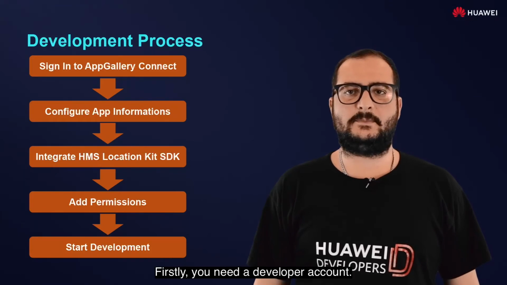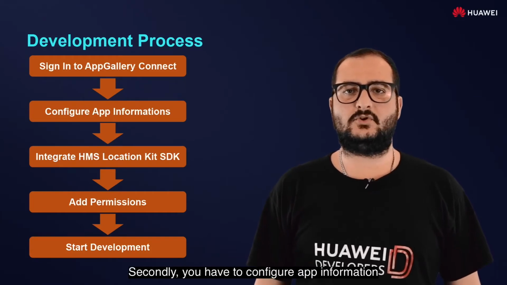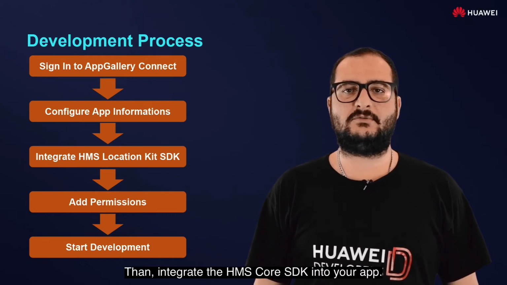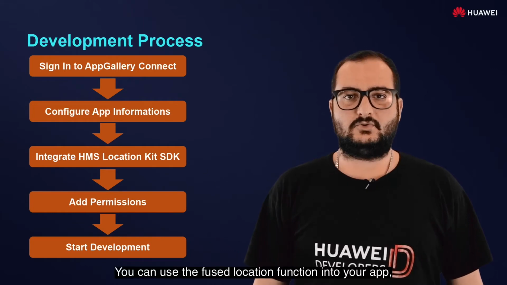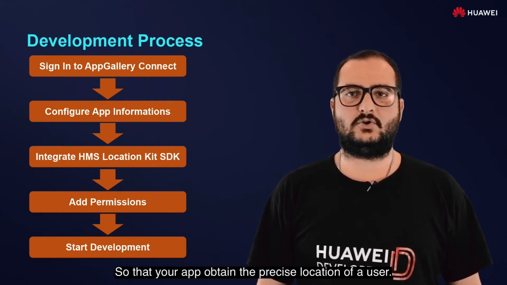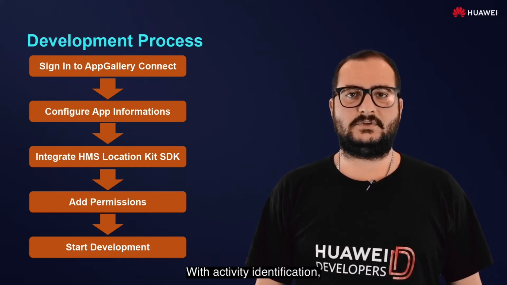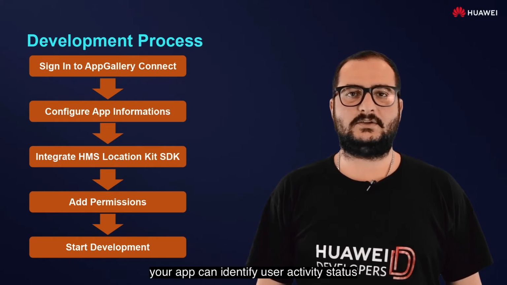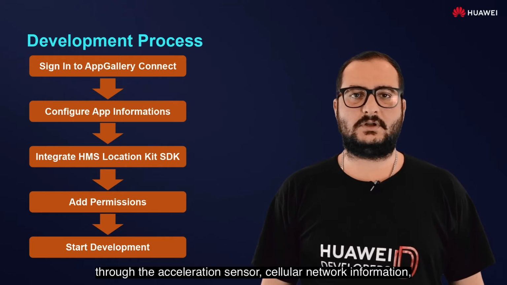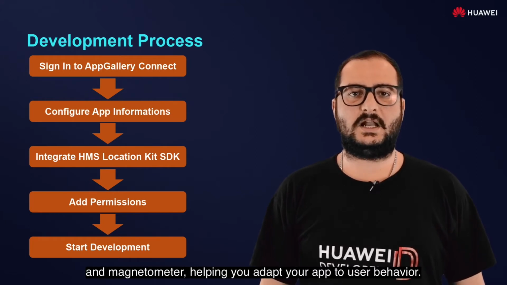Firstly, you need a developer account. Secondly, you have to configure app information in App Gallery Connect. Then integrate the Huawei Mobile Services Core SDK into your app and add permissions. You can use the fused location function in your app so that your app can quickly obtain the precise location of a user. With activity identification, your app can identify user activity status through the acceleration sensor, cellular network information, and magnetometer, helping you adapt your app to user behavior.